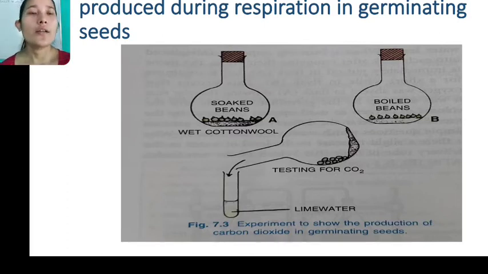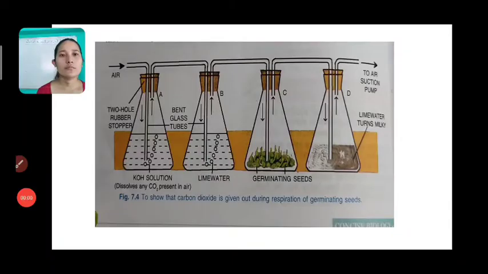Another experiment fulfilling the same condition, that is, carbon dioxide is produced during respiration. Now, another experiment to prove the same condition, that is, carbon dioxide is produced during germination. You have 4 flasks set up.